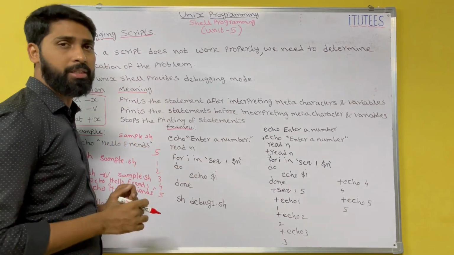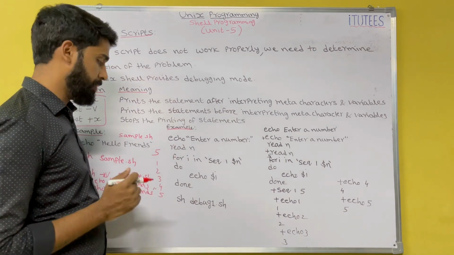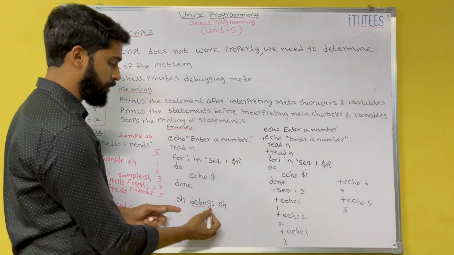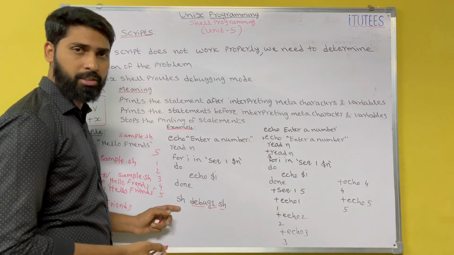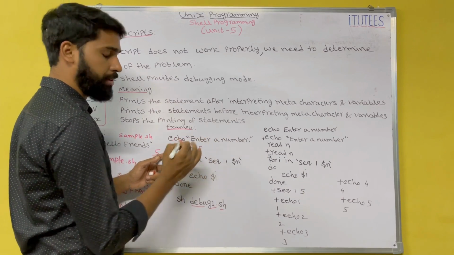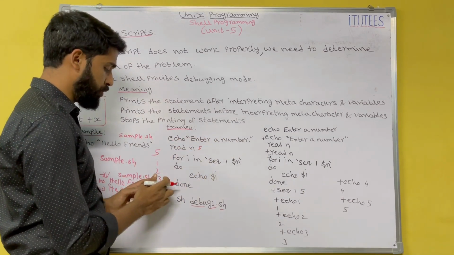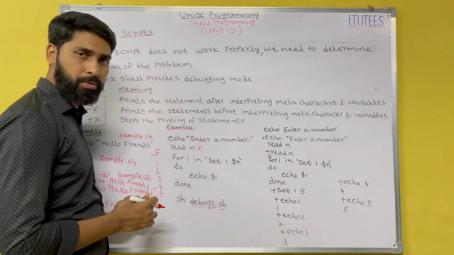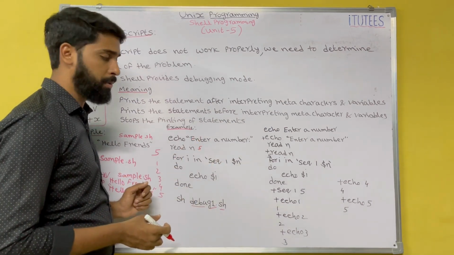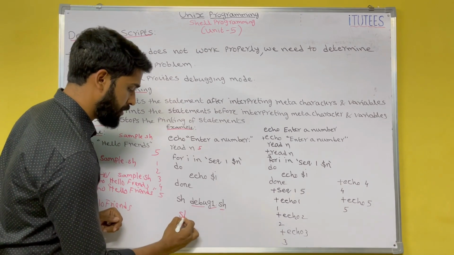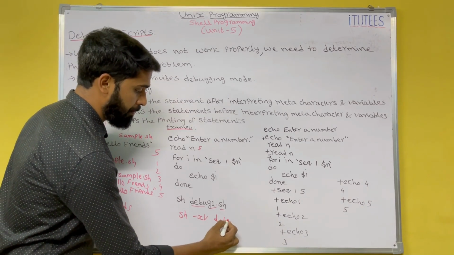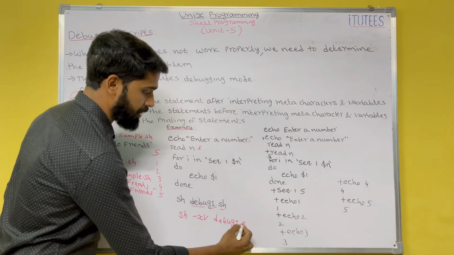Now we are going to run this in debugging mode. Normally, how can we run this? sh, for example, the program name is debug1.sh. It displays enter a number. After that I enter 5, and it displays 1, 2, 3, 4, 5 as output. Now the same script we can run in debug mode: sh -xv debug1.sh.